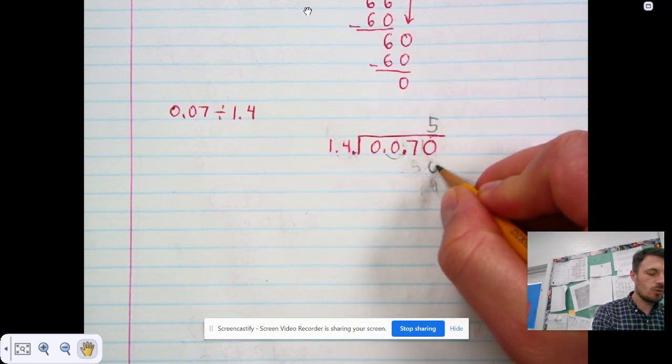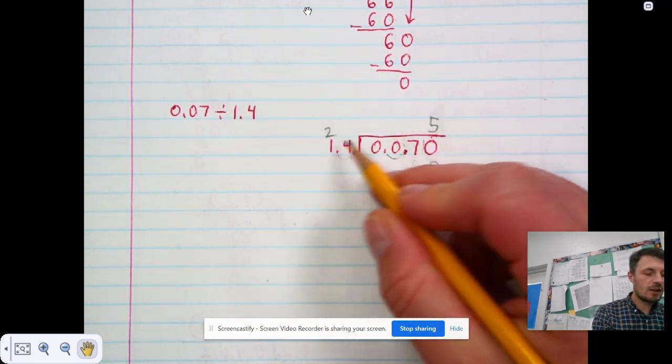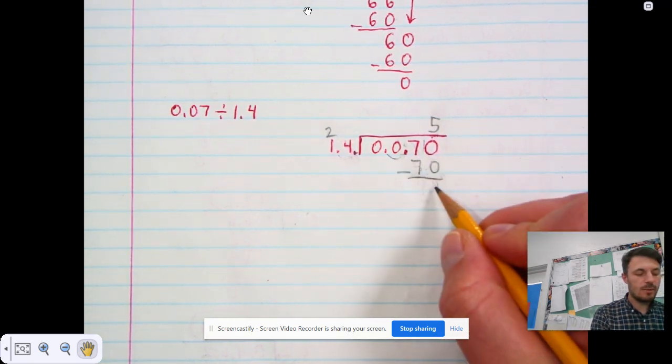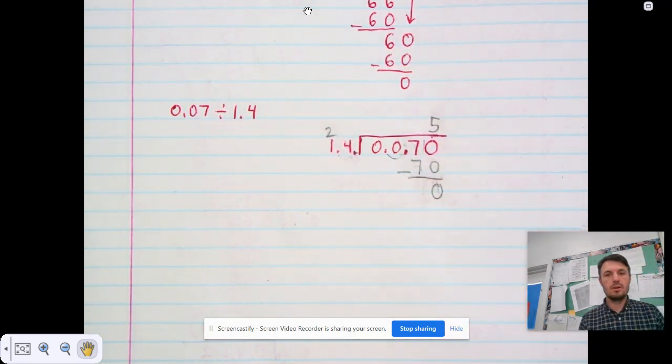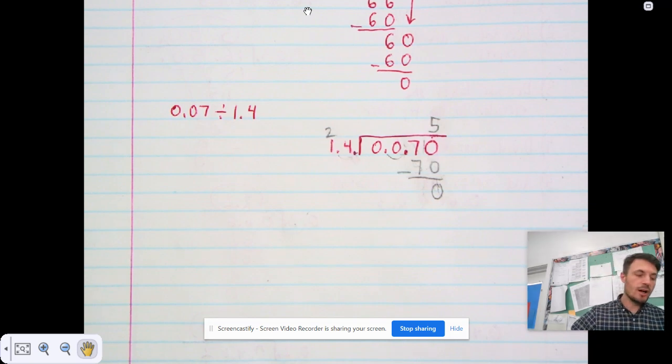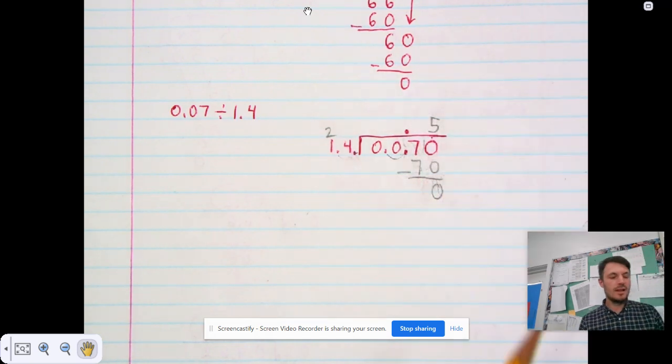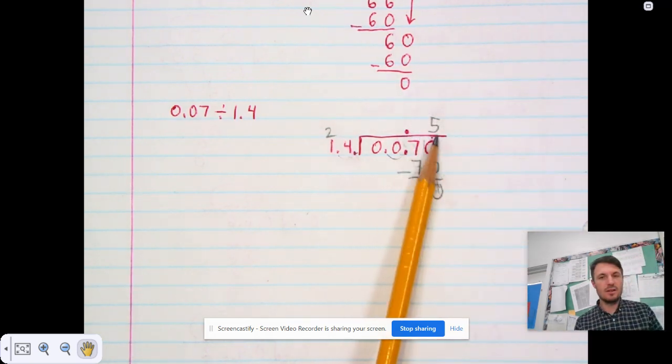5 times 4 is 20, carry the 2. 5 times 1 is 5, plus 2 is 7, and 70 minus 70 is 0. Now, decimal, we forgot to make decimal take the elevator to the top floor. He's right here. Now, we have a decimal and then a space and then a 5.